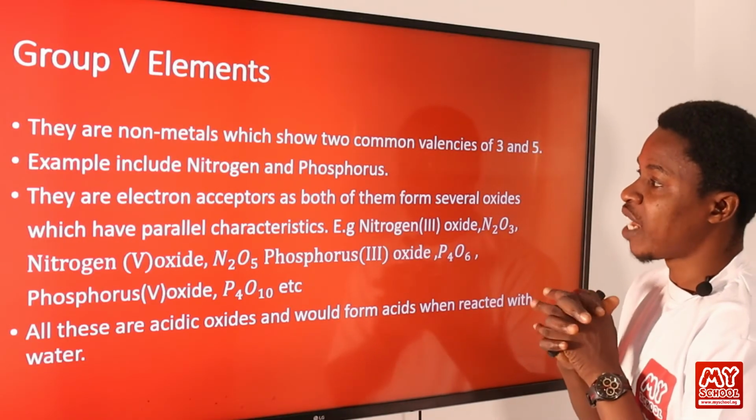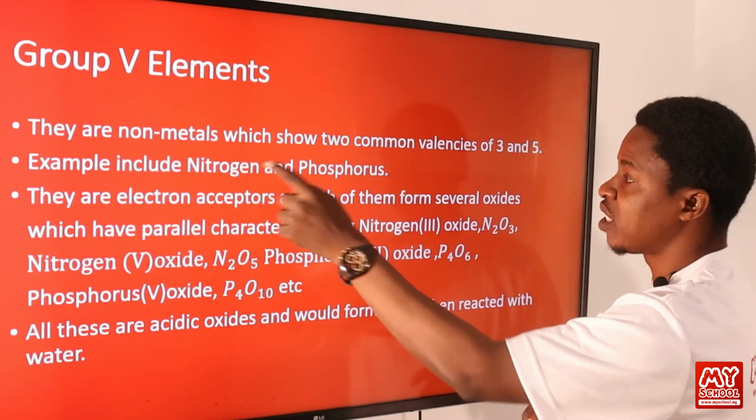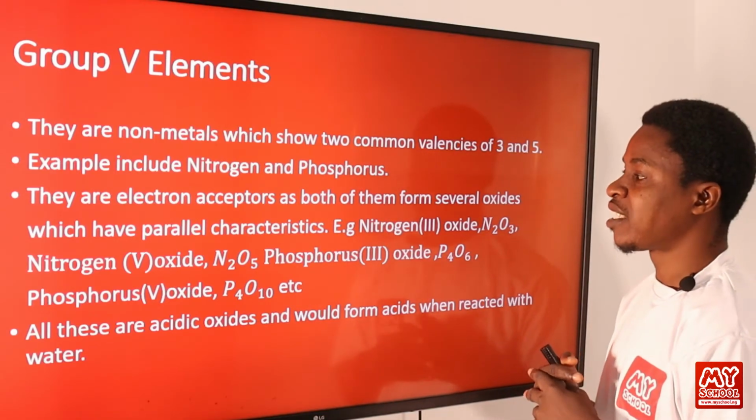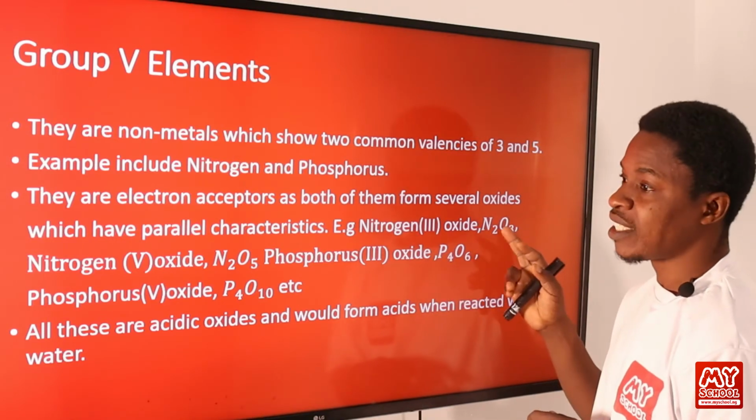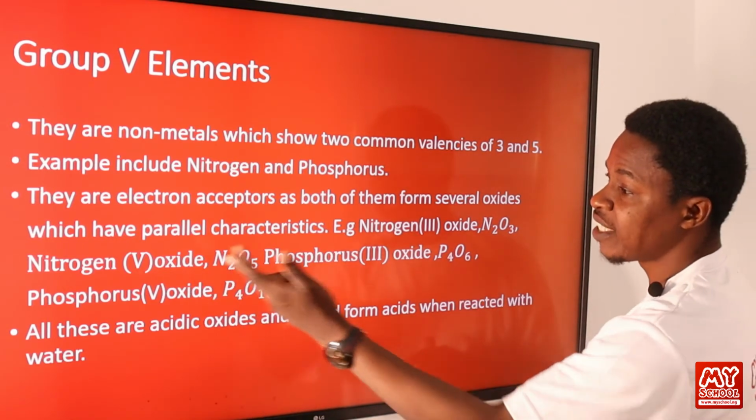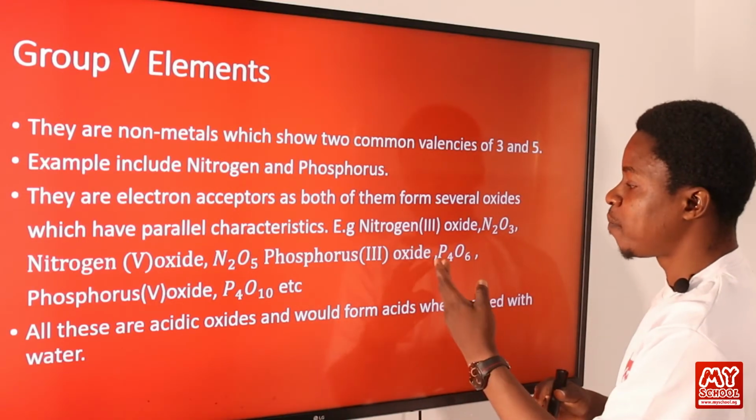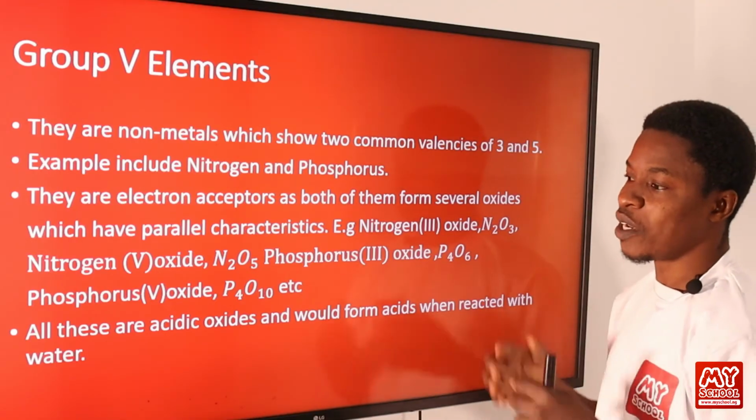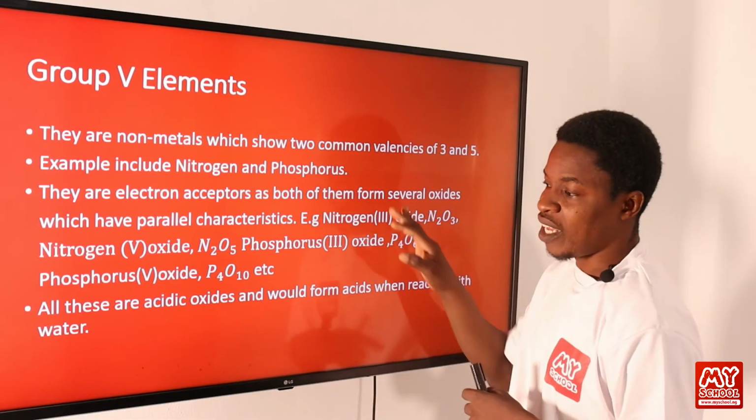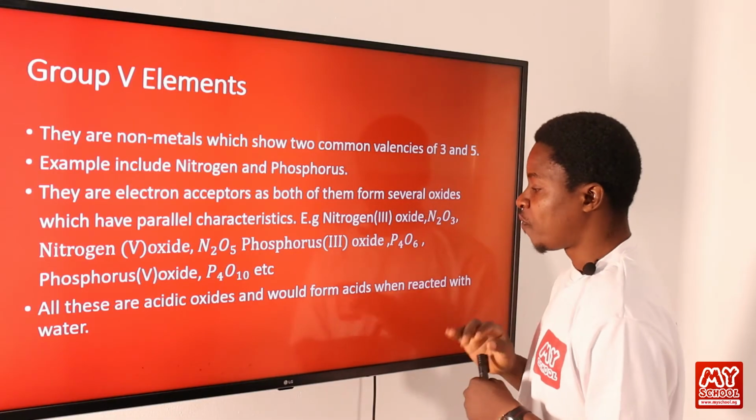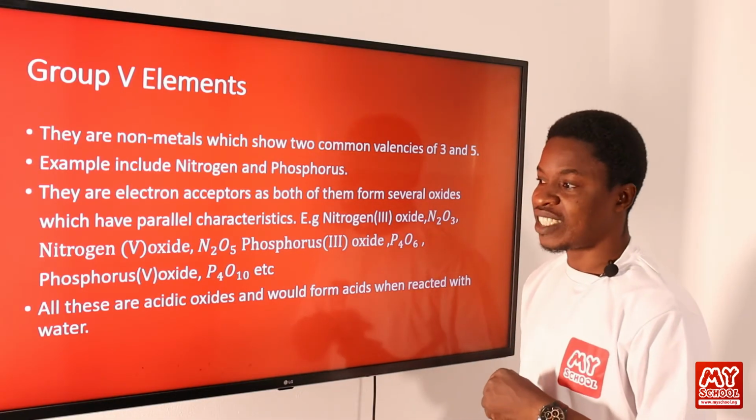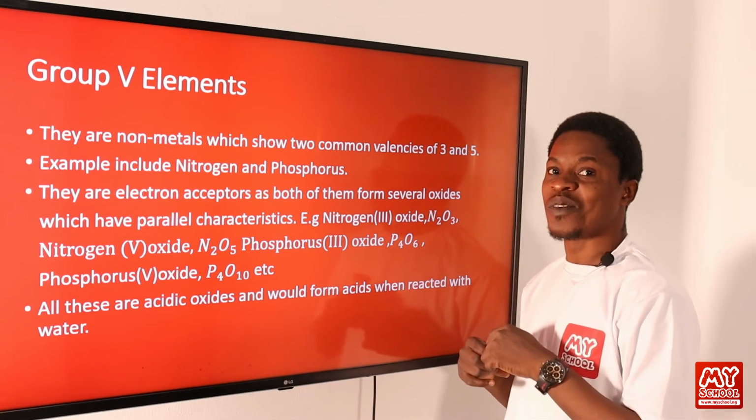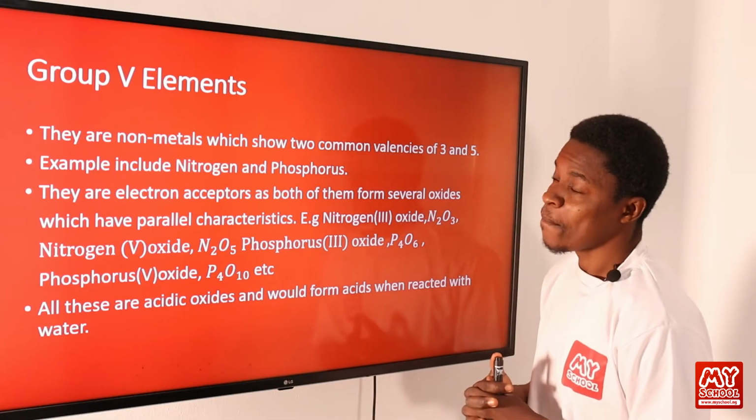Both nitrogen and phosphorus form several oxides which have parallel characteristics. For instance, nitrogen(III) oxide, N2O3, nitrogen(V) oxide, N2O5, phosphorus(III) oxide, P4O6, and phosphorus(V) oxide, P4O10, and so on. All these are acidic oxides, and they will form acids when reacted with water. Let's move on to the next slide.